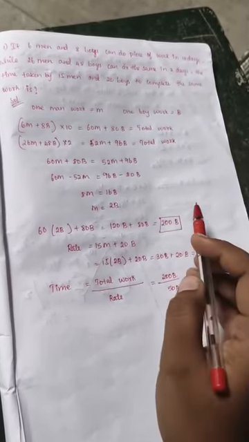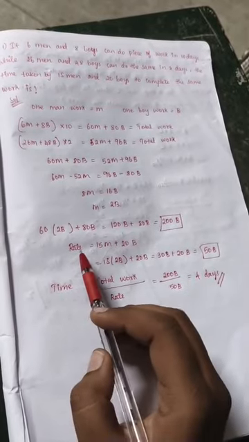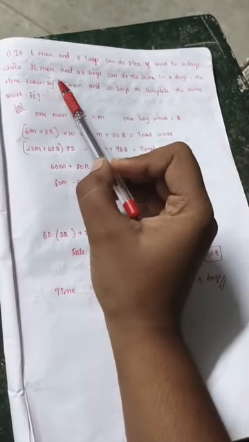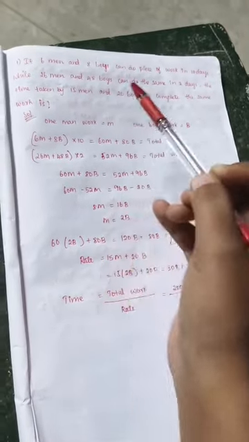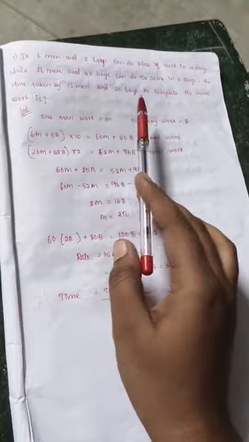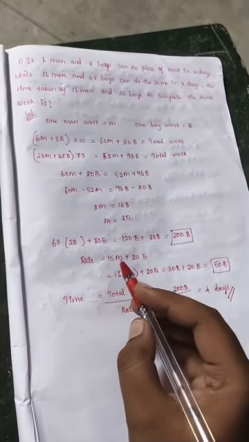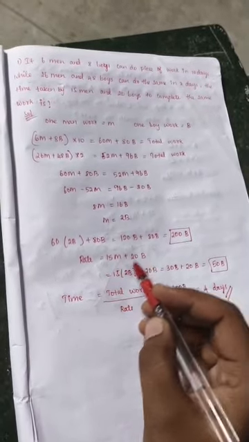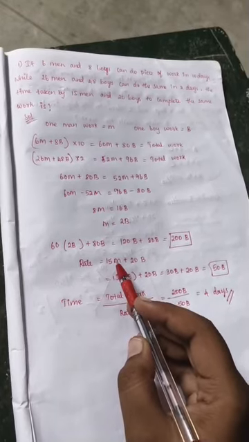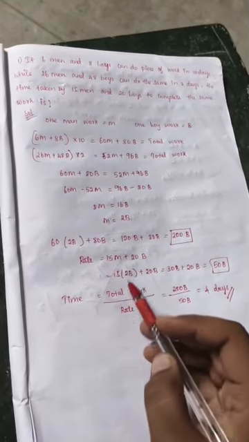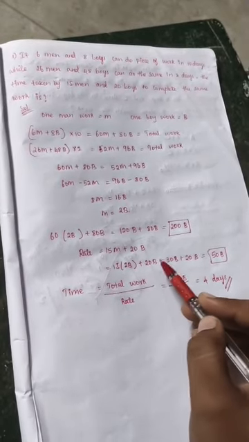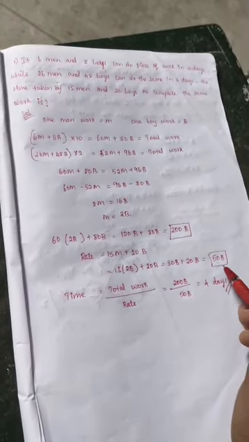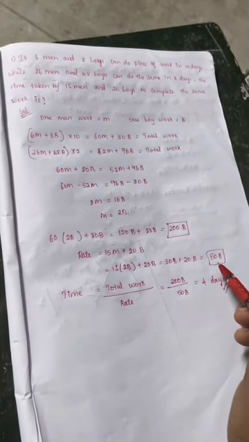So we have found the total work, and next we have to find the rate. Rate is the men working together. Here the rate is for 15 men and 20 boys. So 15M plus 20B. We substitute 2B in the place of M. So 15 into 2B plus 20B, we will get 50B. So this 50B is the value of the rate.